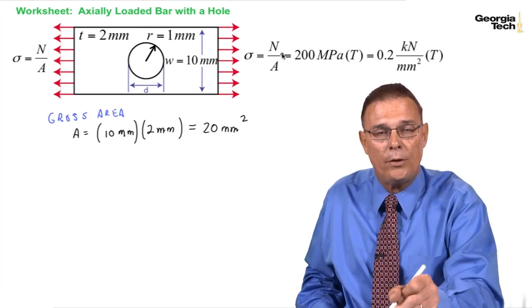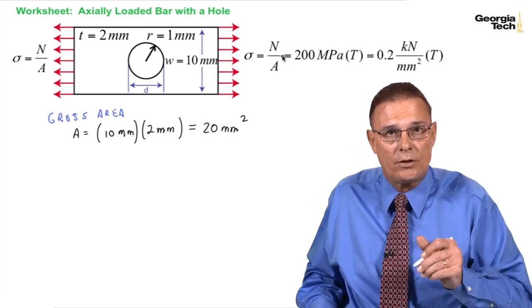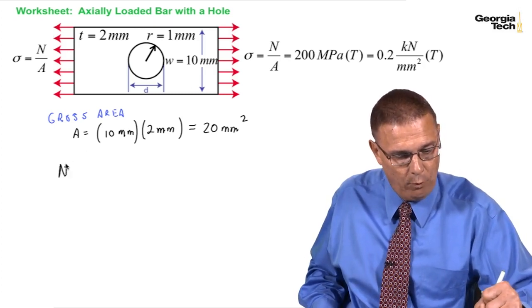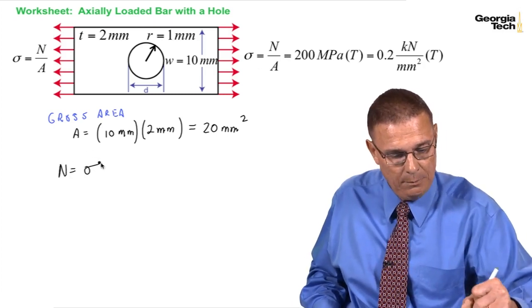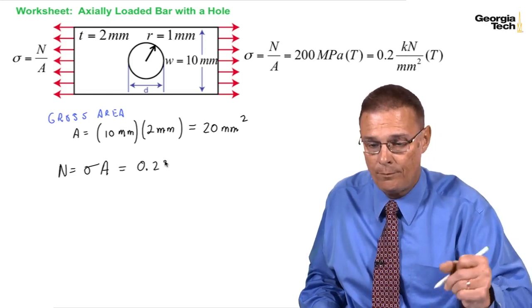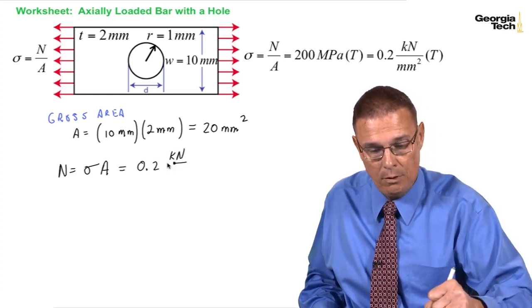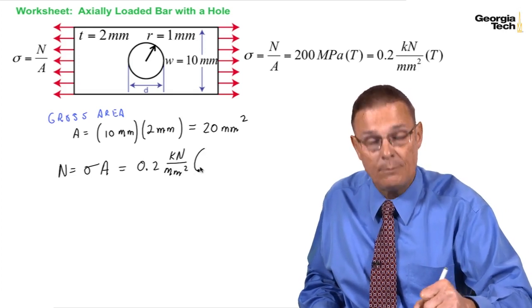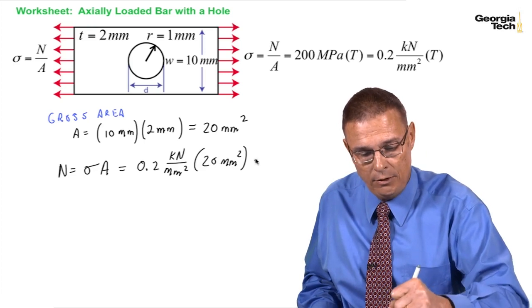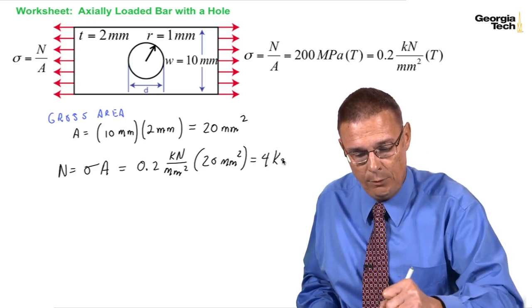Now we'll use that with our average normal stress calculation to find the normal force. The normal force equals sigma times this area, or 0.2 kilonewtons per millimeter squared times that gross area, which is 20 millimeters squared. And so we get 4 kilonewtons.